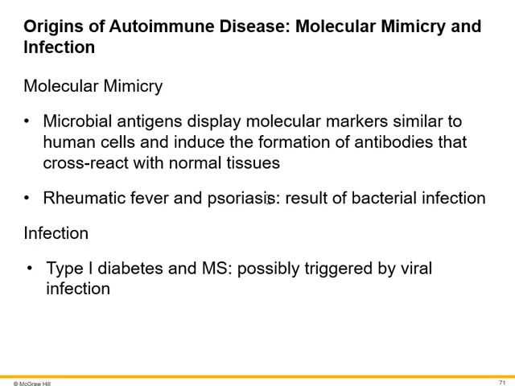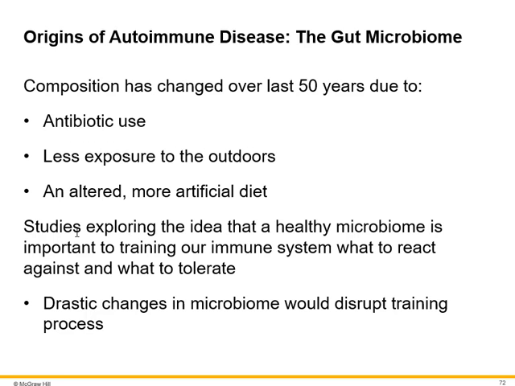Molecular mimicry: there could be microbial antigens that display molecular markers similar to human cells, and so when the body reacts to the microbial antigen, it produces antibodies that cross-react with normal tissues. This is true in rheumatic fever and psoriasis, so it's the result of some sort of bacterial infection. Type 1 diabetes and MS are probably triggered by a viral infection, and it's just now attacking those antigens on those tissues. The gut microbiome has been implicated in a lot of things, and this is one.